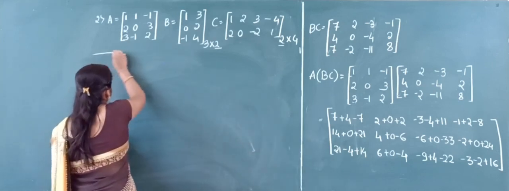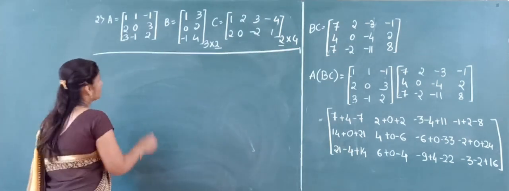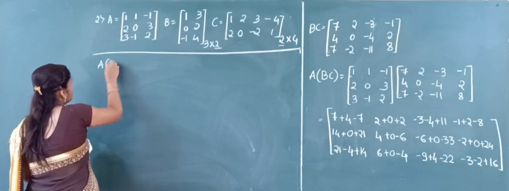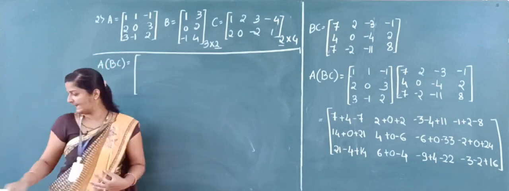So, this is our question. I will take here only and I will continue. That is A into BC. What will we get for A into BC? Please add.